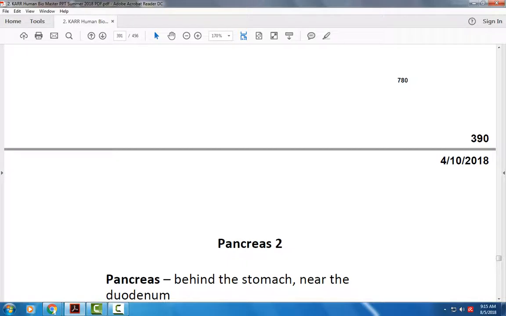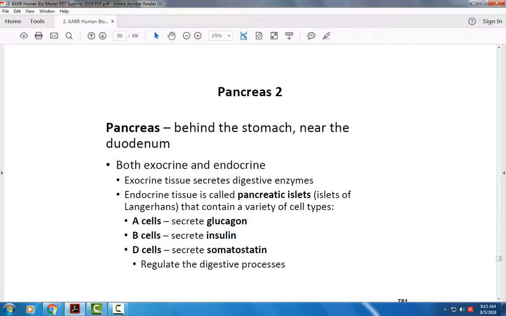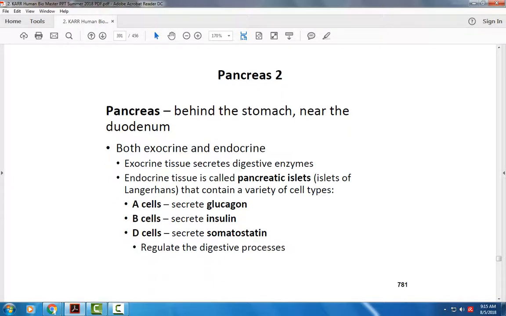The pancreas has a number of jobs. It has 3 different types of cells, and 3 different hormones are secreted by the pancreas: glucagon, insulin, and somatostatin. Glucagon and insulin are really important for controlling blood sugar. Glucagon raises blood sugar between meals, and insulin lowers blood sugar after meals. And then somatostatin is a hormone that is in charge of regulating digestion, and we're not going to go into the details of that hormone.